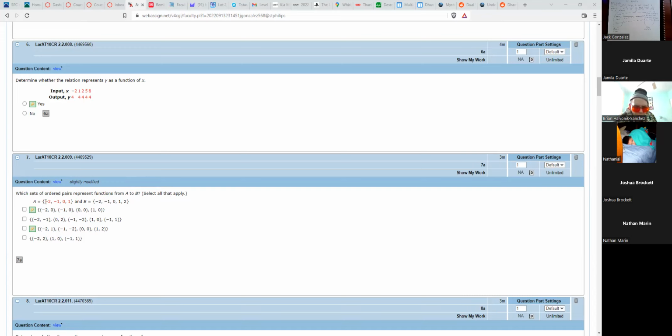So -2. Why is this right? From A to B. Yeah, I would have picked this one. One second. Well, why is there a -2 of a 2? Which set of ordered pairs represents functions from A to B? Oh, I see. Okay.